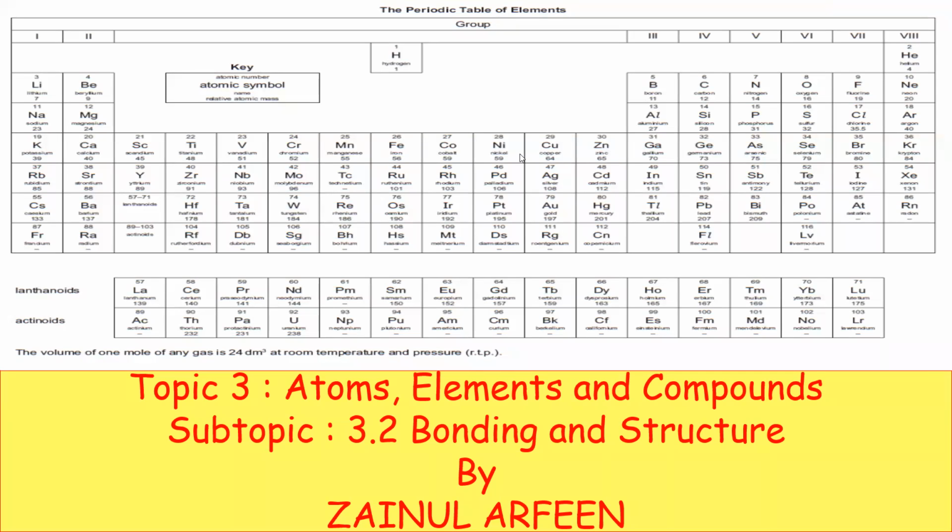So the main topic is still the atoms, elements, and compounds, but the subtopic, which is 3.2, is about bonding and structure. In this subtopic, you will study how the atoms are bonded with each other, different types of bonding, as well as the structure of the molecules or structure of the substance.